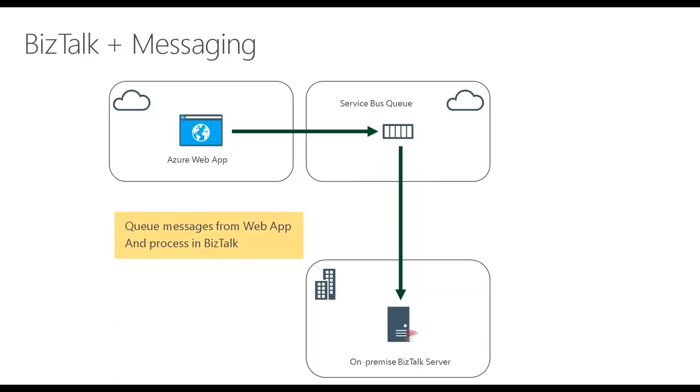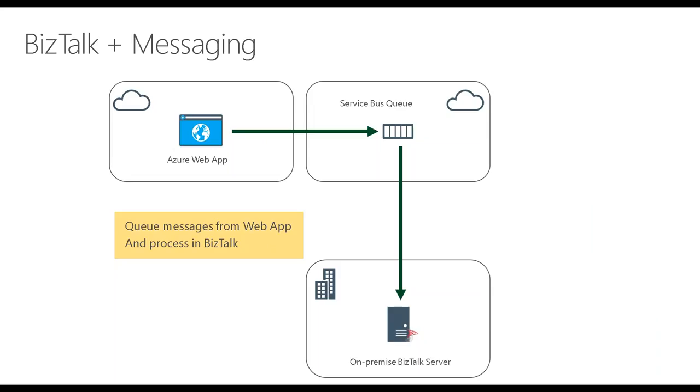So let's consider BizTalk plus Service Bus Messaging now. Imagine you've got something like an orders application. I might be receiving a lot of orders in my web application in the cloud, and I've got my BizTalk on-prem. One of the challenges could be, how do I get my messages from the cloud to on-prem? But another challenge might be, how do I level that load?